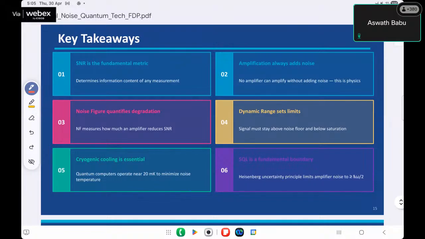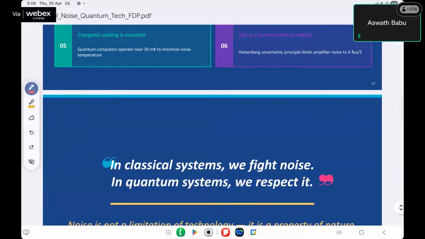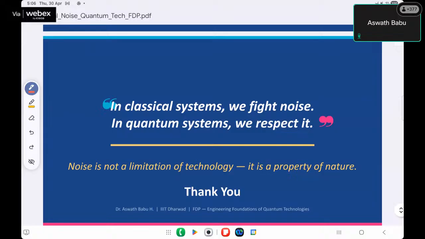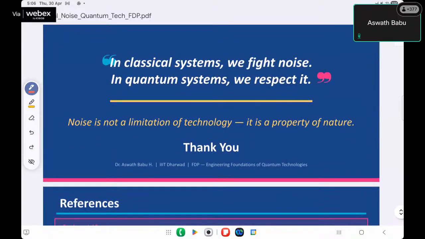Key takeaways. SNR is a fundamental metric. Noise figure quantifies the degradation of the system. Cryogenic cooling is very much essential. Amplification always adds noise, and dynamic range sets the limit where we can work with the system. And the SQL, standard quantum limit, is something fundamental. We can't get away from that. There is a boundary within which we have to work. So that's about the overall signal conditioning and noise mitigation, covering both the sessions last time and today's session.